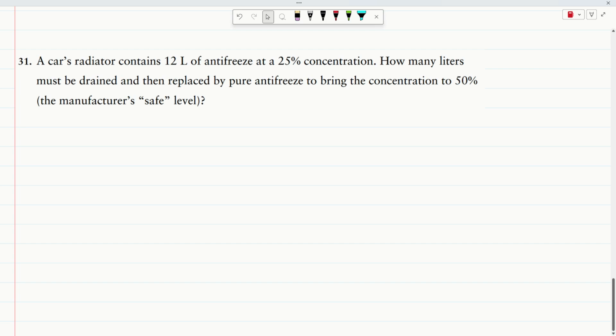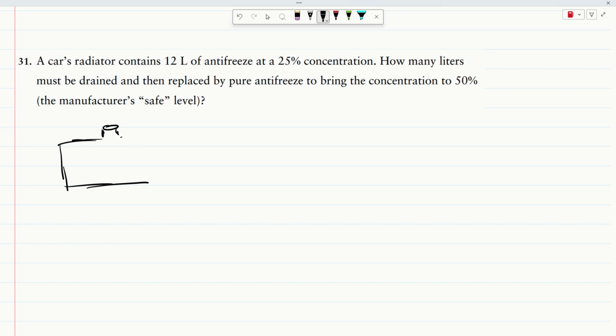And finally, the last problem deals with a mixing type situation. A car's radiator contains 12 liters of antifreeze at a concentration of 25%. How many liters must be drained and then replaced by pure antifreeze to bring the concentration to 50%? So let's see how we do this one. So once again, what are we doing?